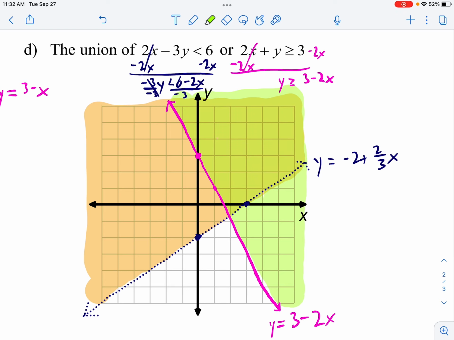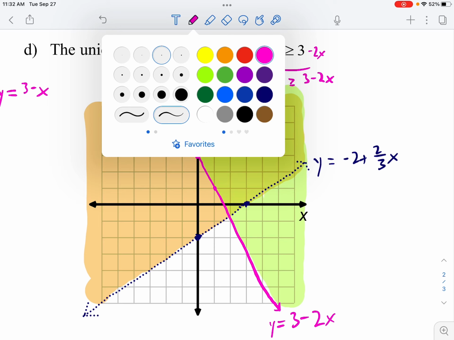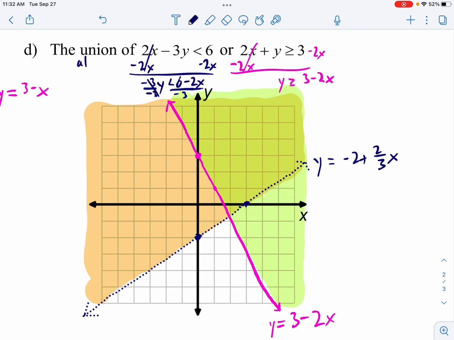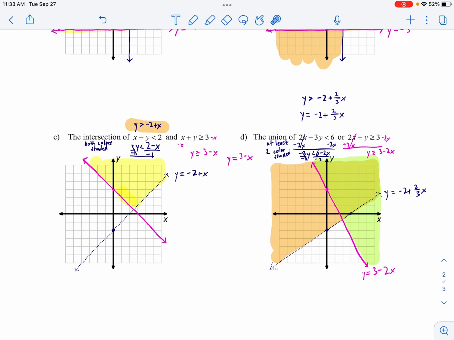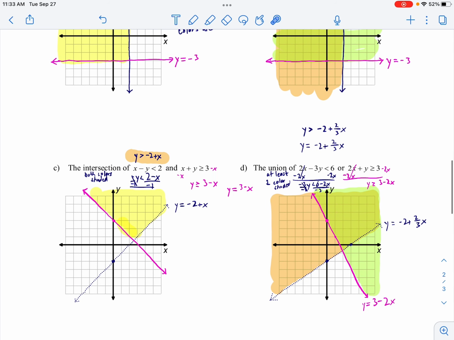Okay. And then it's a union, right? So we just need at least one color shaded, or two. You can have two, just at least one color shaded. So we're going to keep my region where it's just orange. We're going to keep my region where it's just green, and then we're going to keep my region where I shaded orange and green. So we keep all three of those. So that's it for part D.